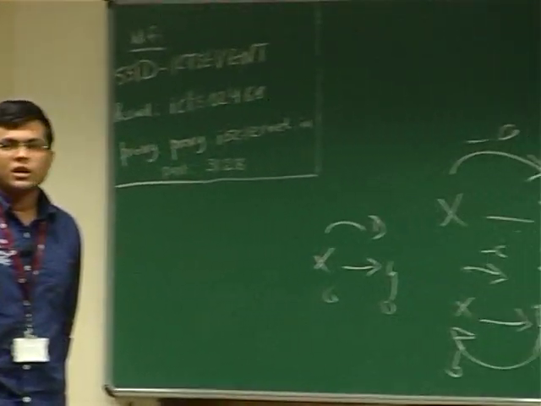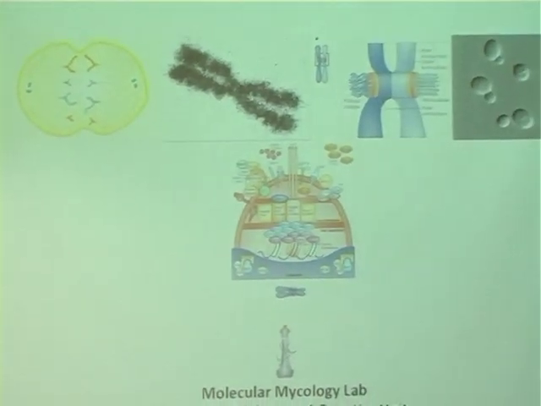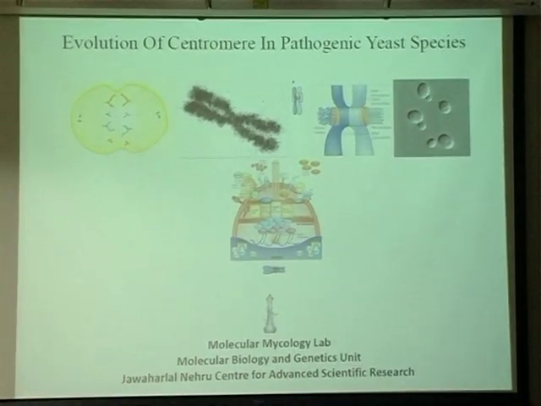Hello. I'm doing my PhD. I joined last August at JNC in the molecular mycology lab under Kaustubh Sanyal's supervision. The title of my talk is Evolution of Centromere in Pathogenic Yeast Species. We deal with pathogenic yeast species including Candida albicans, Candida tropicalis, and another species, Cryptococcus. I guess there are a lot of non-biologists, so I will explain some terms.